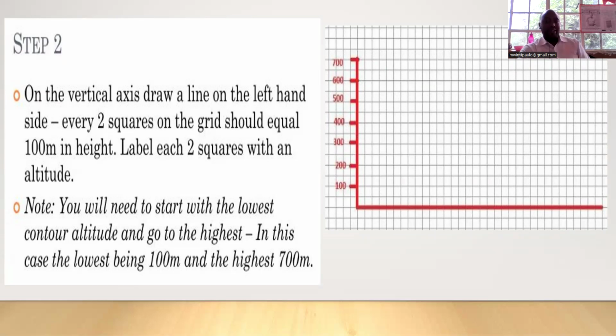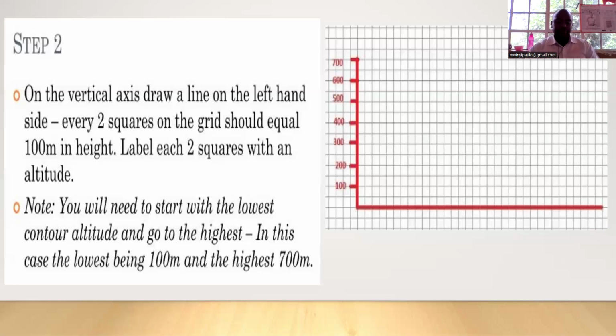And make sure you label each 2 squares with an altitude: 100, 200, 300, 400, 500, 600, 700, and so on and so forth. And kindly note that you'll need to start with the lowest contour altitude and go to the highest.